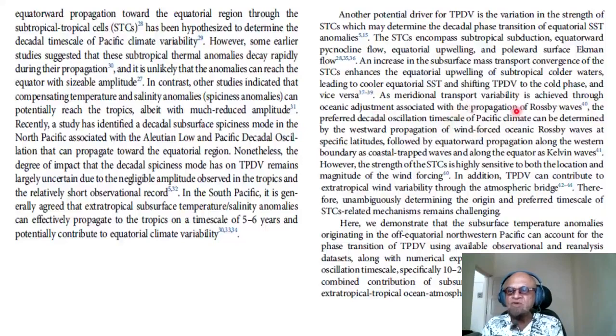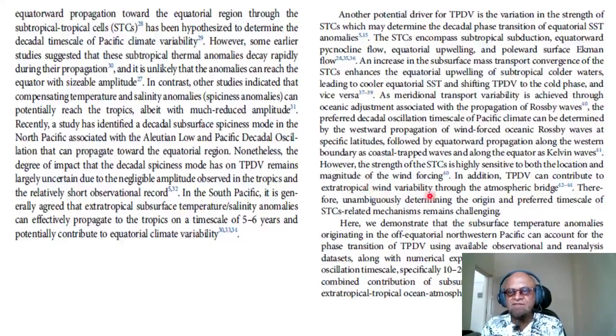As meridional transport variability is achieved through the oceanic adjustment associated with the propagation of Rossby waves, the preferred decadal oscillation timescale of Pacific climate can be determined by the westward propagation of wind-forced oceanic Rossby waves at specific latitudes, followed by the equatorward propagation along the western boundary as coastal trapped Kelvin waves and along the equator as Kelvin waves as well. Coastal trapped waves are also Kelvin waves because a Kelvin wave needs a boundary against which it can build a pressure gradient and so on.